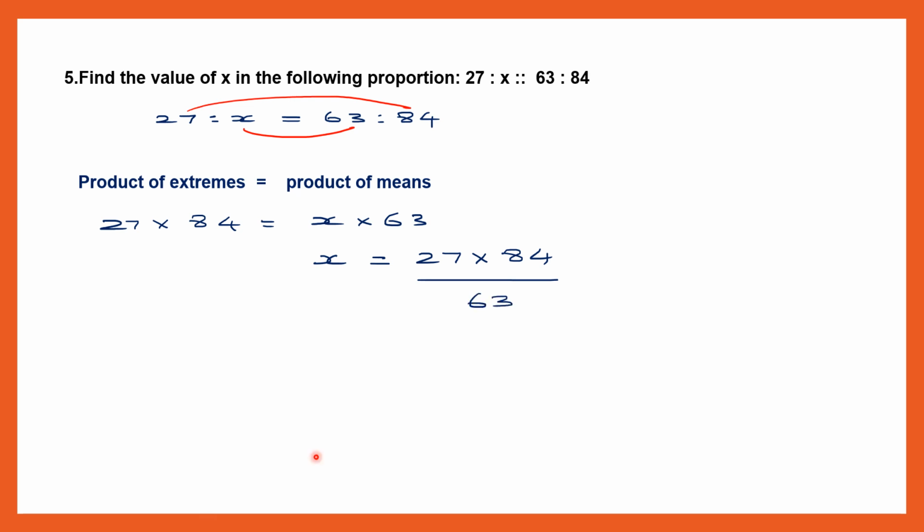Now we can simplify. So we can cancel 27 and 63 by 9. So let's do that. 9 threes are 27 and 9 sevens are 63. Now I can cancel 7 and 84. 7 ones are 7 and 7 into 12 is 84. Now multiply 3 into 12, we get x is equal to 3 twelves are 36. So we have found the value of x and x is 36.